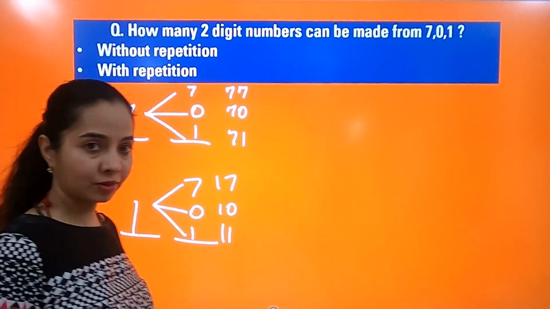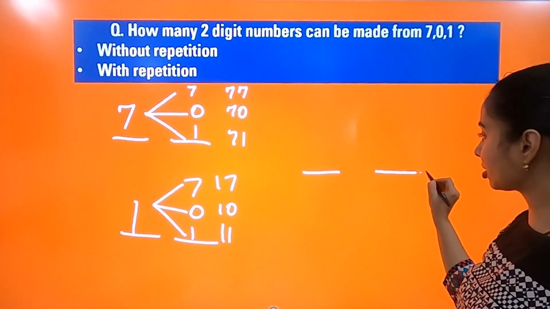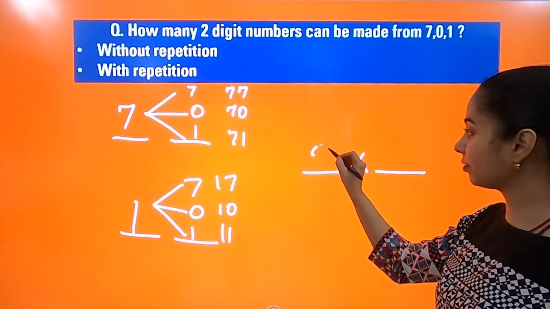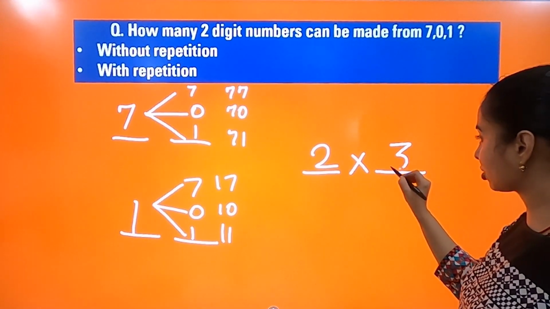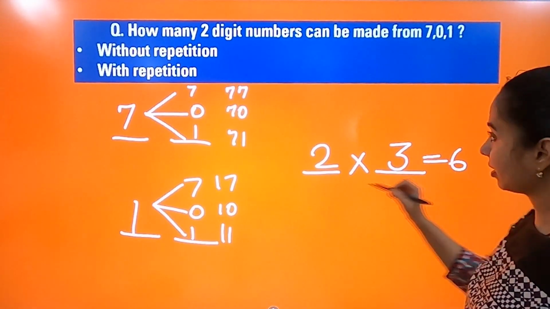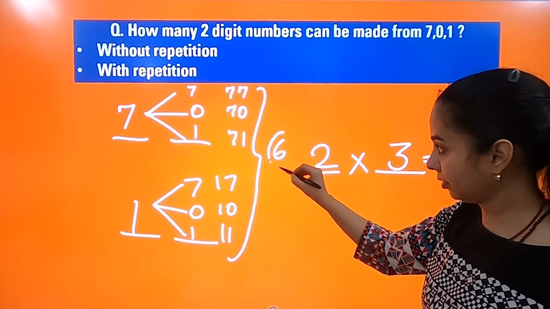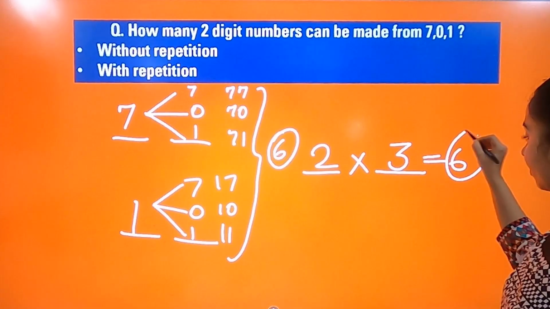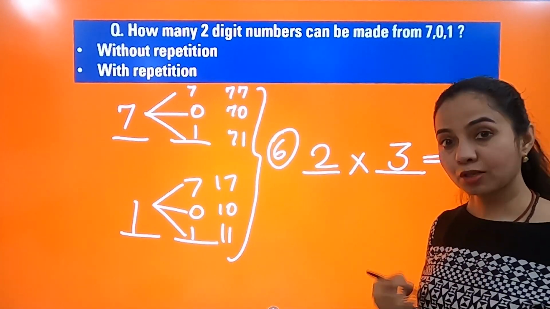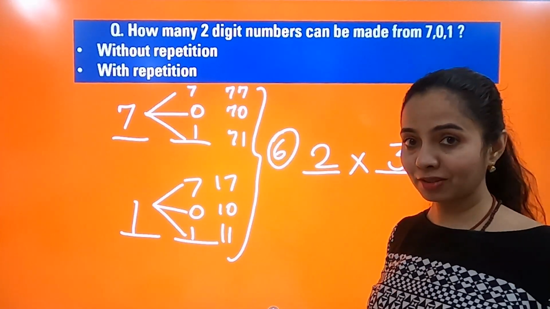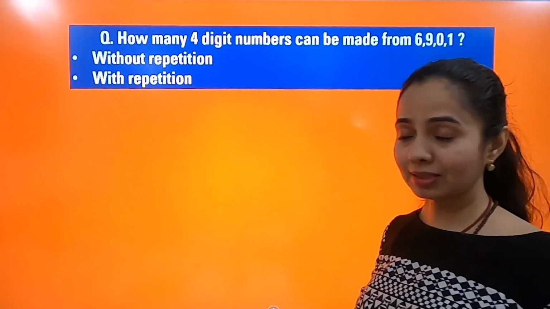Let's check with the formula. It will become like this. It's a 2-digit number. How many options I have for the first place? 2. How many options I have for the second place? It's 3. So the number is 6. And here also, when we have made the combinations, it is 6. The answer is the same both ways, right? So you understood how to use the formula with 0 also. Let's take a few more examples.